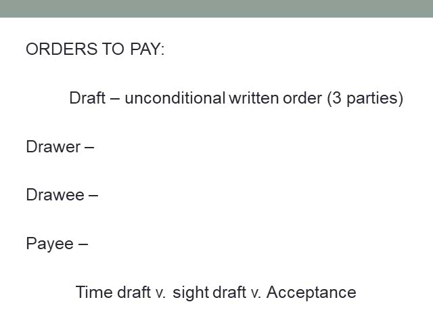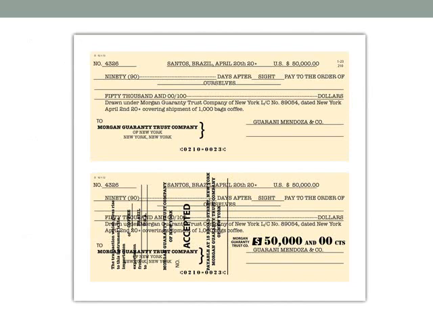So we have two types of drafts. Actually, I lumped them in the three. I think the book has them in two and then puts the acceptance under one of those. But you have a time draft, you have a sight draft, and I have something here called acceptance. And let's look at this example to kind of point these out here.